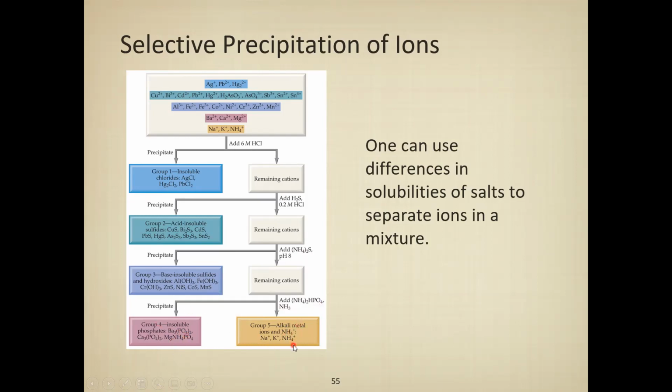And then ultimately, all we'd be left with is these soluble alkali ions. So the group 1 metals, alkali metals, sodium, lithium, potassium, and things like that, as well as the ammonium ion, just because all of those are pretty much always going to be soluble. So there's not really anything we can react them with to form a precipitate like we can for the rest of these.